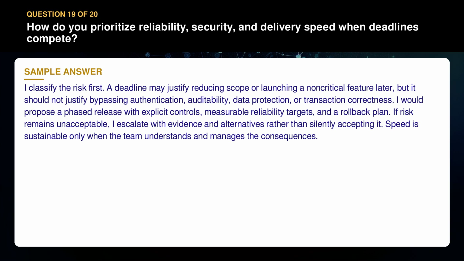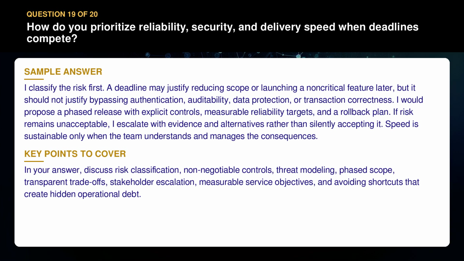Speed is sustainable only when the team understands and manages the consequences. In your answer, discuss risk classification, non-negotiable controls, threat modeling, phased scope, transparent trade-offs, stakeholder escalation, measurable service objectives, and avoiding shortcuts that create hidden operational debt.